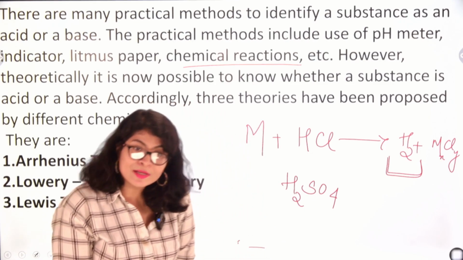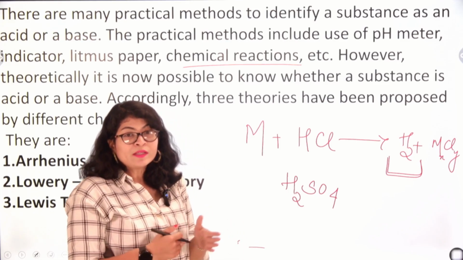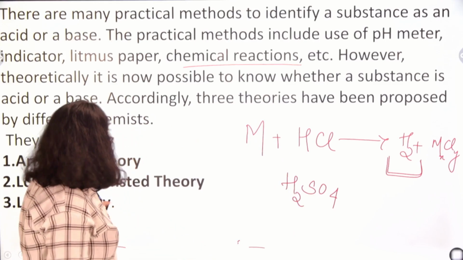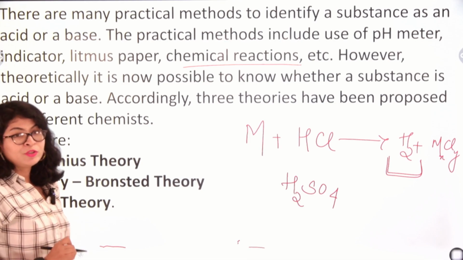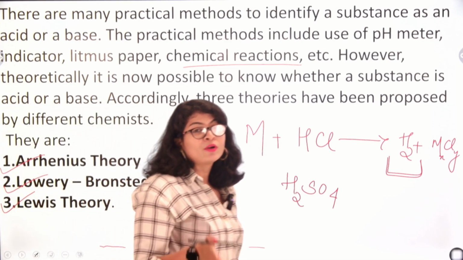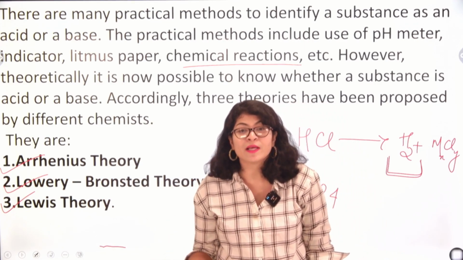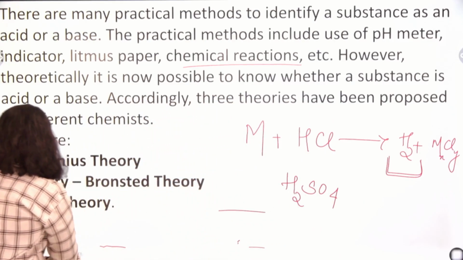Accordingly, in order to classify substances into acids and bases, various theories have come up, but the very important ones are Arrhenius theory, Lowry-Bronsted theory and Lewis theory. These are three important theories which relate to the definition or classification of compounds under the category of acids as well as bases. Now let's see what they say about acids and bases.